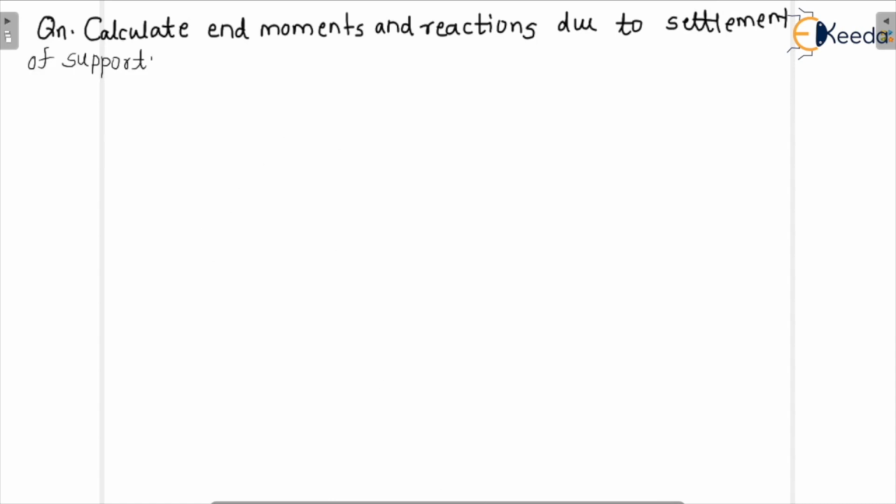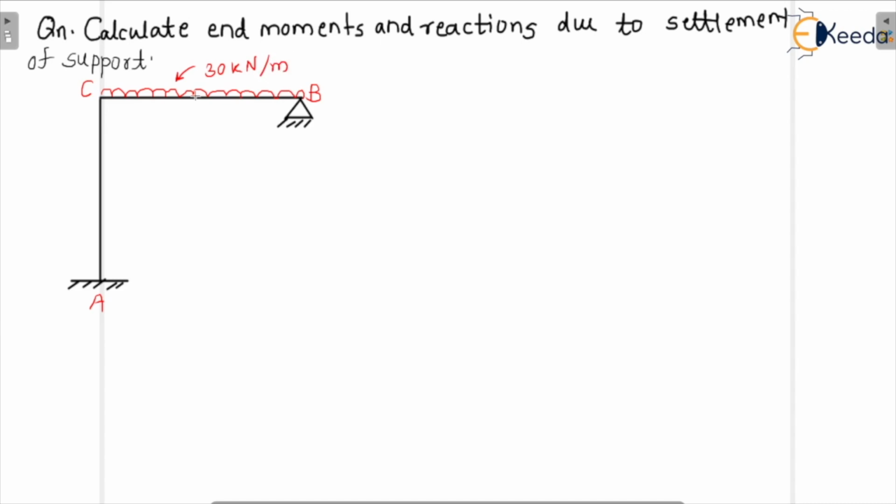Okay, so our frame is like this. This is 6 meter and this length is also 6 meter, and the end A is fixed and end D is hinged. Here a 30 kilonewton per meter load is acting, and in the lateral direction there is a 100 kilonewton load acting. This is 3 meter, this is 3 meter, and this is 6 meter.